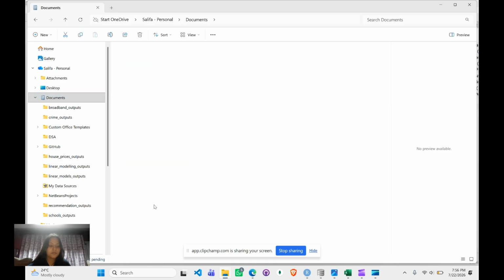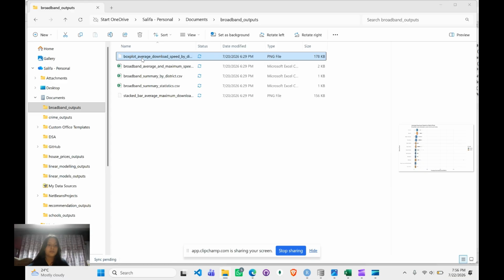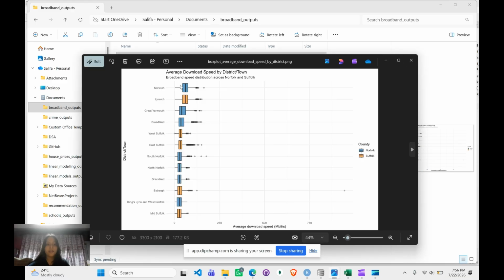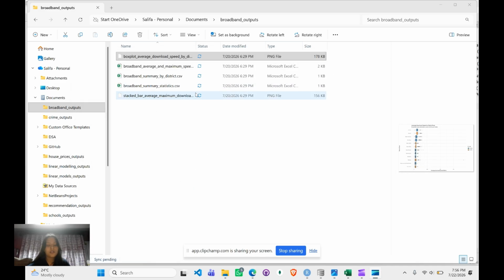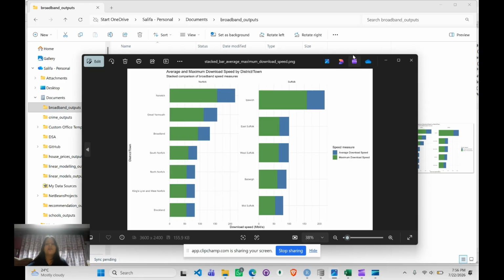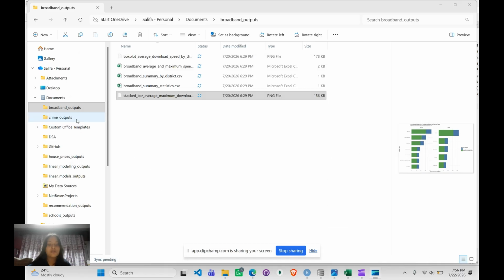So let's go to broadband outputs, and I will show you the box plot of the broadband. You can see the average download speed by district or town. You can see it in the box plot. In this way, I have done EDA, and I also performed several linear regressions to analyze and investigate the relationship between these variables. I created box plots, bar charts, line charts, and scatter plots to compare the house prices, broadband performance, crime rate, and school performance.